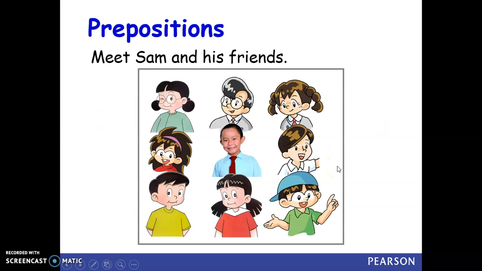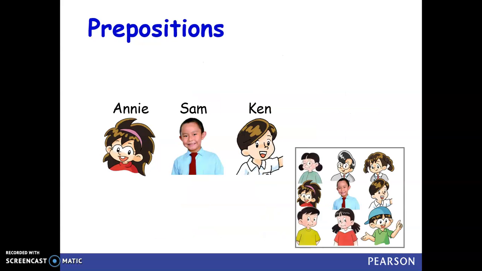Okay, so let's take a look. Let's meet Sam and his friends. So can you guess which one is Sam? Actually, Sam is this boy in the middle. This is Sam. And these are his other classmates. So we are going to use the prepositions to talk about where people are. So where people sit.